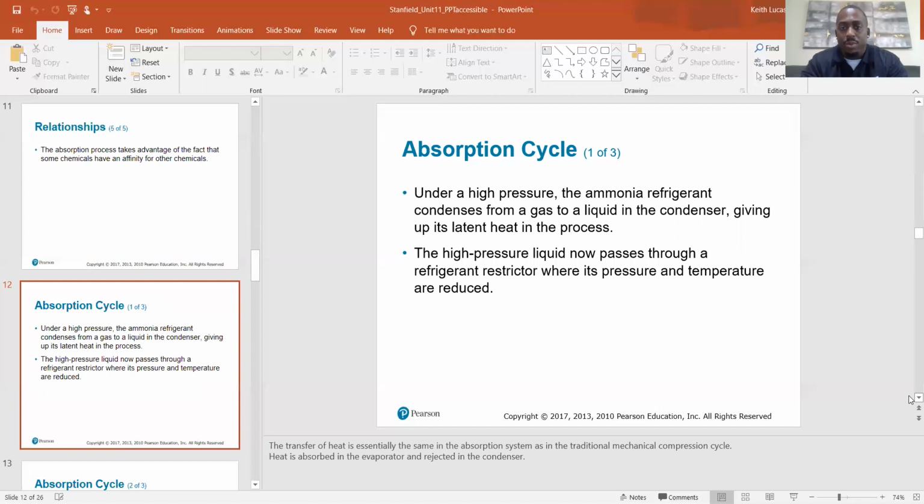The high pressure liquid now passes through a refrigerant restrictor where its pressure and temperature are reduced, which is your metering device. The transfer of heat is essentially the same in the absorption system as in the traditional mechanical compression cycle. Heat is absorbed in the evaporator and rejected in the condenser.